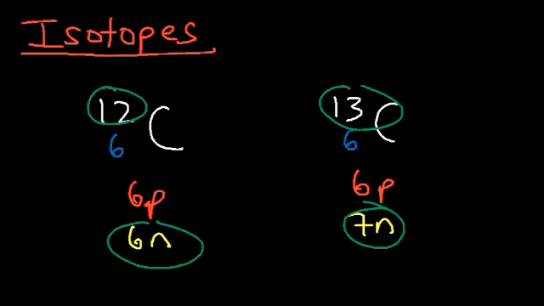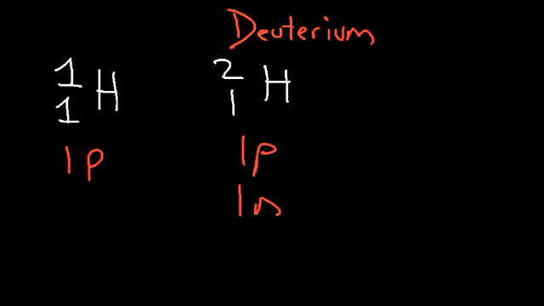Some other examples of isotopes involve hydrogen. This you need to know. So this is hydrogen. It has 1 proton, no neutrons. And this is deuterium. Deuterium has 1 proton, 1 neutron. And of course, all of these have 1 electron.